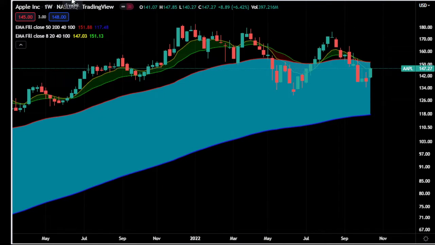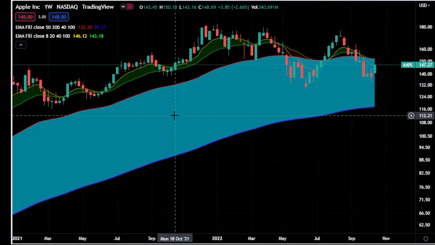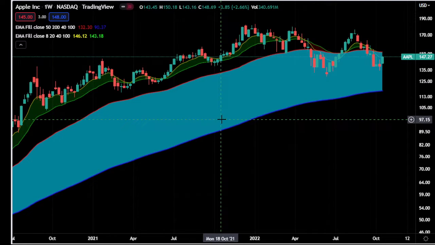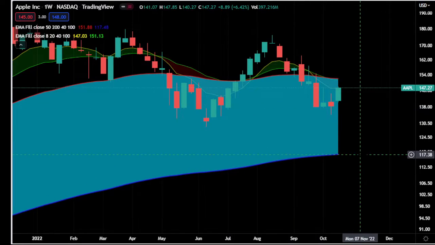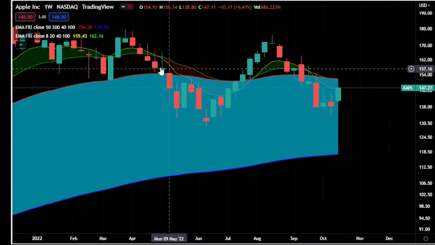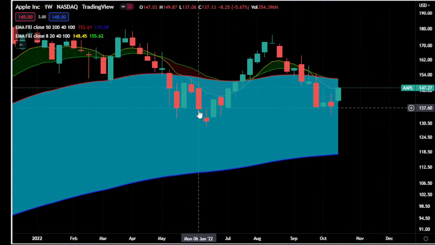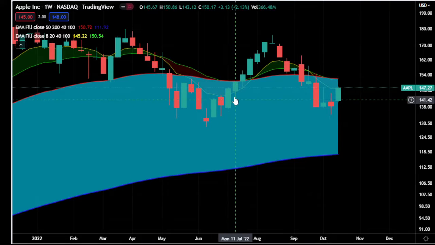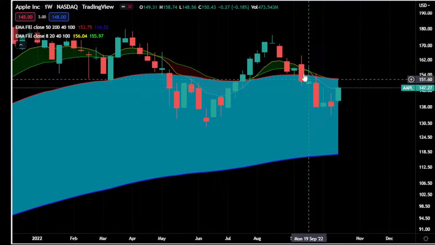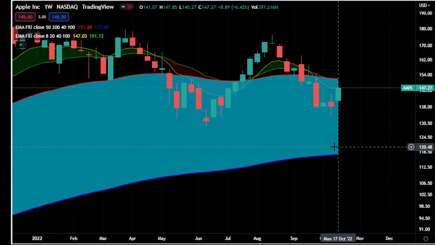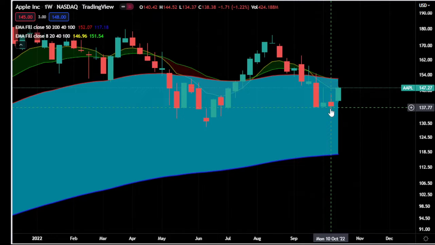So here we go with the weekly chart of Apple. Now these are the weekly, each candle represents 1 week of time, and we can see that now prices have dipped below the 50-week moving average right here, and then they went above it, and now they've dipped again below the 50-week moving average. They are in this cyan color, and so this is the weekly chart of Apple.